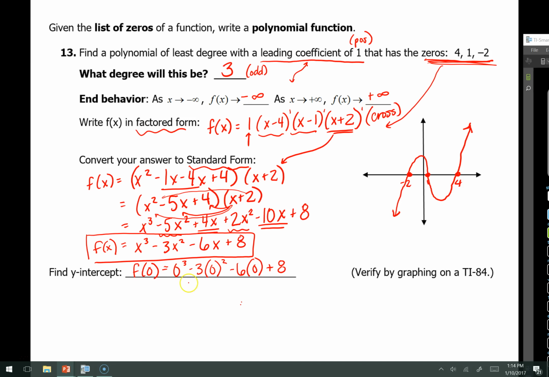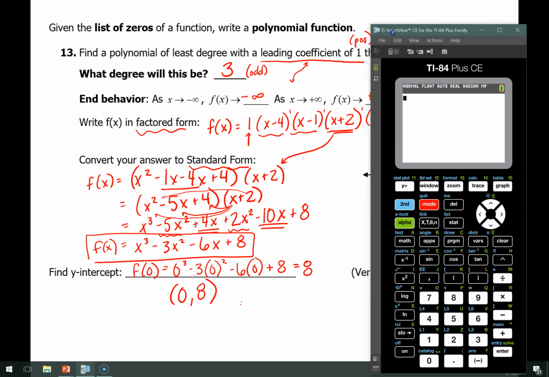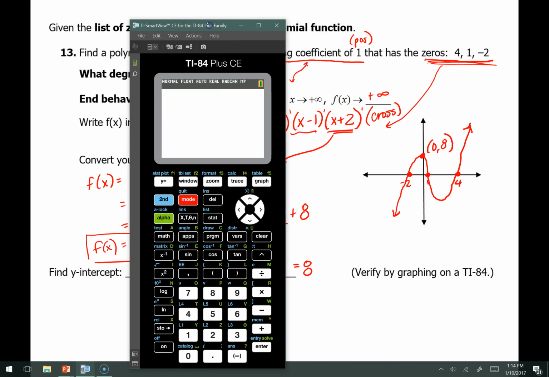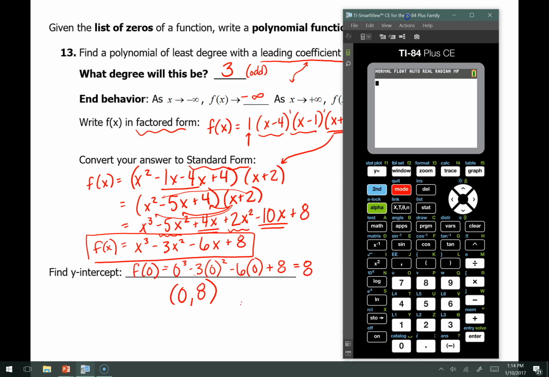So the 0 to the third is going to disappear. 0 squared is going to make this negative 3 disappear. And negative 6 times 0 is 0. So that's going to leave me with just 8. That means my y-intercept is 0, 8. So that's this point here. We can label it. If you want to verify that you got these correct, you can always graph in the calculator. So let's graph this answer that we got and see if it matches this graph that we just roughly sketched here.